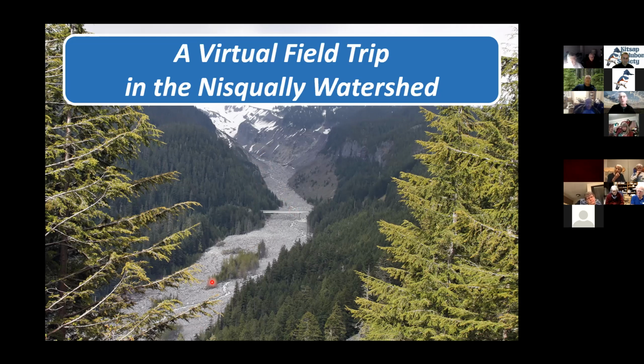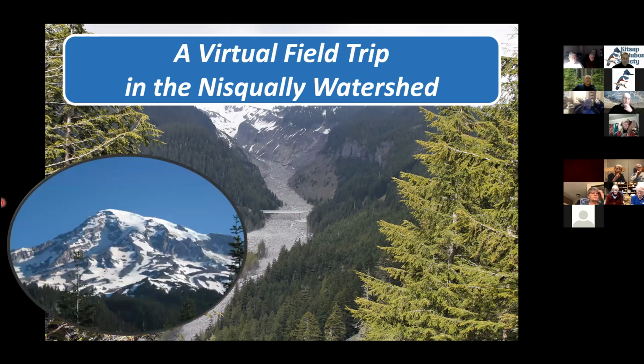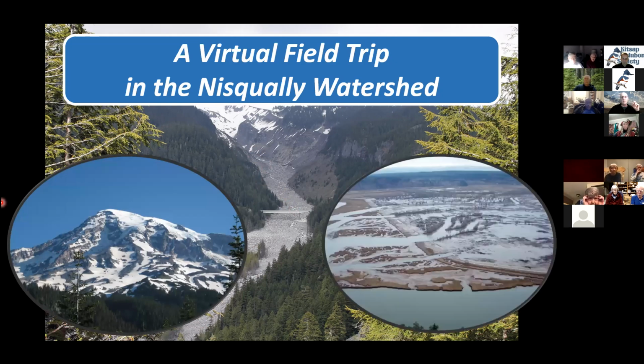So tonight's trip, we're going to actually start up high on the mountain. You could think of this as being a trip from the Alpine Heights. We're going to take it all the way down to the Salish Sea, where the river runs into Puget Sound at Billy Frank Jr. National Wildlife Refuge.